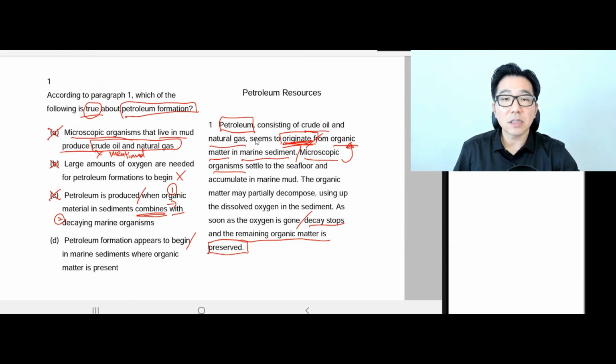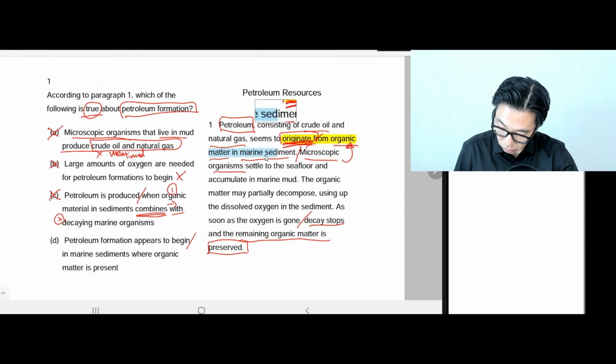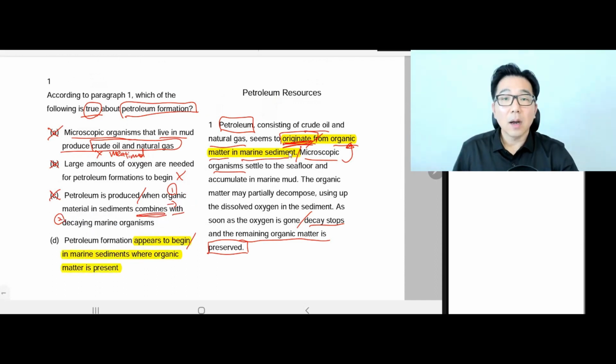So petroleum seems to originate from here. Appears to begin, paraphrasing, originate from organic matter in marine sediment. Appears to begin, originate in marine sediment where organic matter is present is the paraphrasing of from organic matter in marine sediment. Exactly the same sentence, right? So this was the answer, and this is a paraphrase of this sentence exactly. Exactly the same meaning.